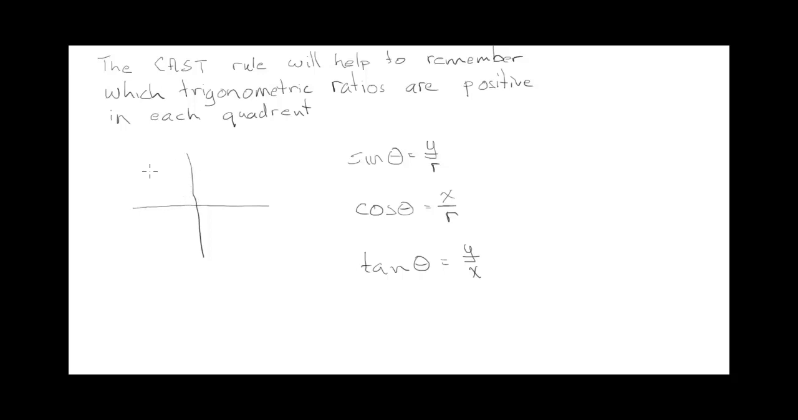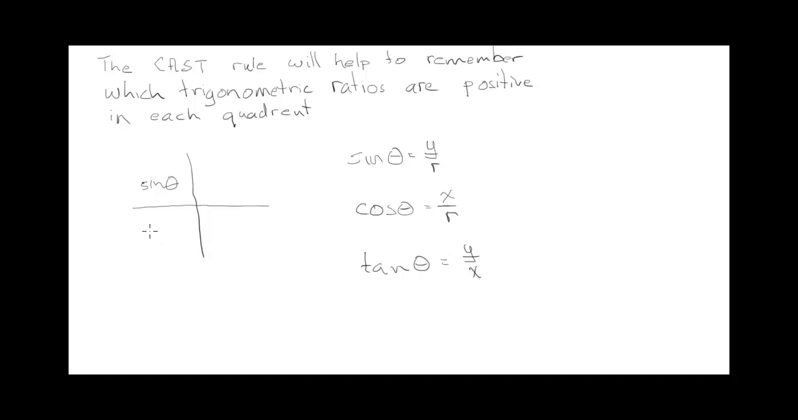In the second quadrant, any point is going to have a positive y value, because it's above the x-axis, and a negative x value. So sine is going to be positive because y is positive, and r is always positive because it's a radius. So sine theta would be positive here. Cosine will be negative because x will be negative, and tangent will be negative because y will be positive and x will be negative, so you have one negative.